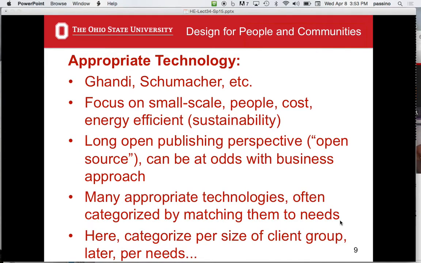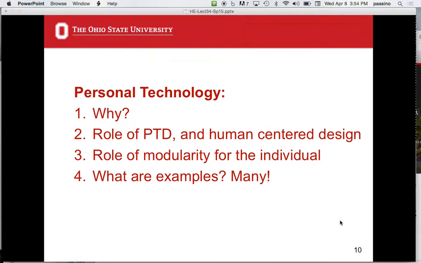Next, appropriate technology. Very important idea in humanitarian engineering. It started with Gandhi and Schumacher. It's a focus on small scale, people and cost efficiency, energy efficiency. It's sort of an open source approach. Appropriate technology is always shared with others. Usually we categorize them by matching the needs, but I'm going to categorize them here slightly differently.